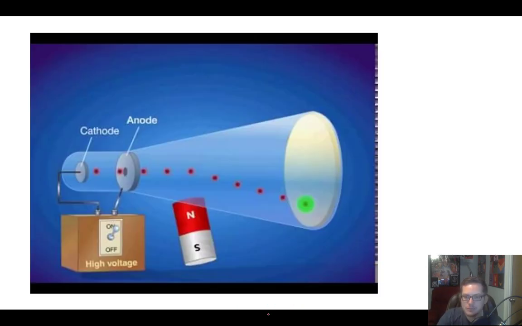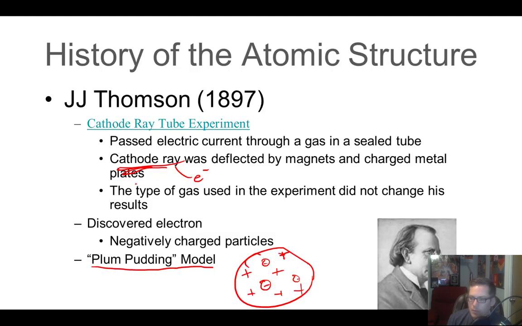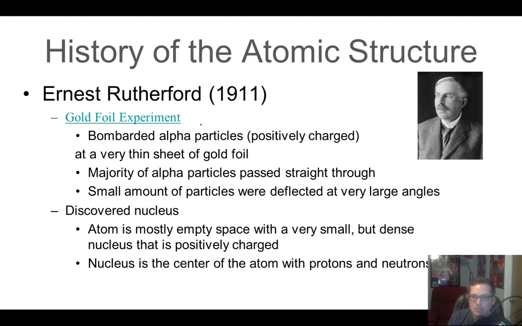They call it the plum pudding because it's just like pudding with plums stuck in it. So here's a cathode ray tube. He's got this tube, and he's shooting electrons through. These dots represent the path that the electrons take, and they're able to get bent by the magnet. If you click this link right here, it takes you to a nice little video explaining the cathode ray tube.